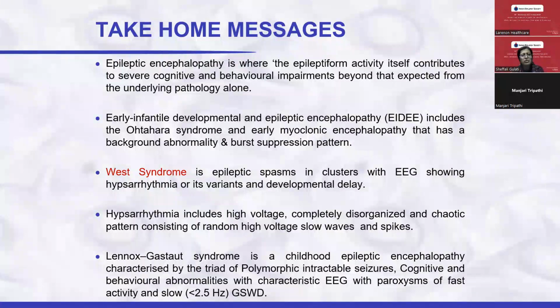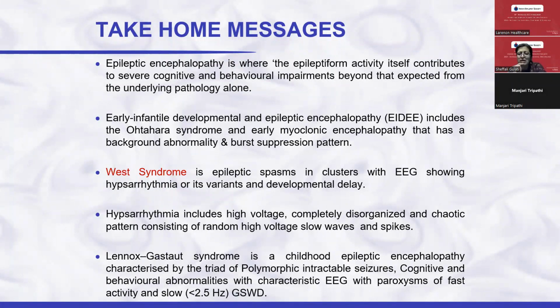So to conclude, epileptic encephalopathy is where the epileptiform activity itself contributes to severe cognitive and behavioral impairments beyond that expected for the underlying pathology alone. Early infantile developmental and epileptic encephalopathy includes Ohtahara syndrome and EME that has a background abnormality and burst suppression pattern. And West syndrome is epileptic spasms in clusters with EEG showing hypsarrhythmia or its variants and developmental delay. Hypsarrhythmia includes a high voltage, completely disorganized and chaotic pattern consisting of random high voltage waves and spikes.